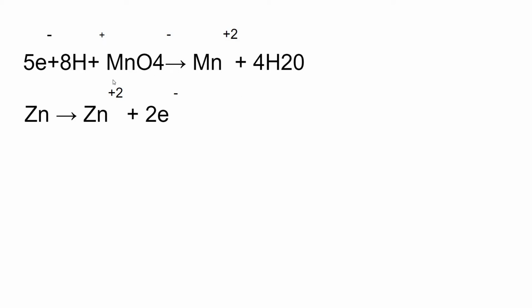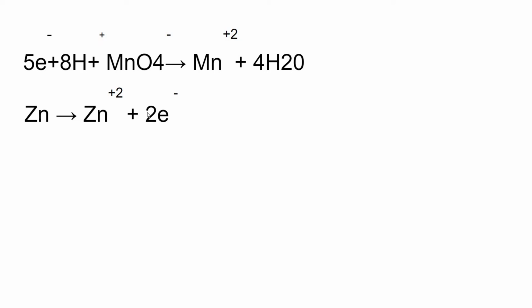So what I've noticed as a quick way to know where to put the electrons is that the oxidizing agent is going to have the electron on the left side in the reactants, and the reducing agent is going to have the electron on the right side. That's just a quick way to memorize it.